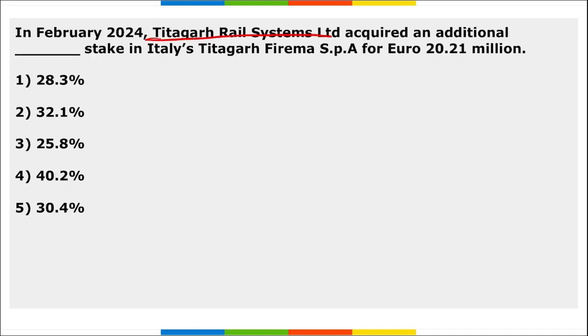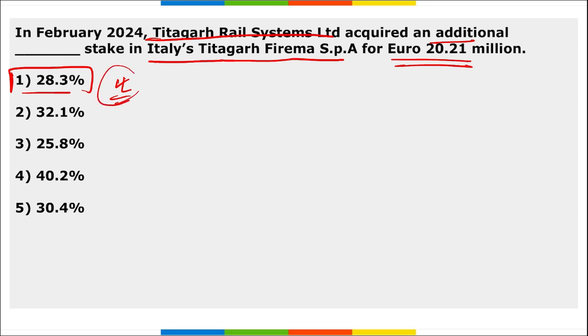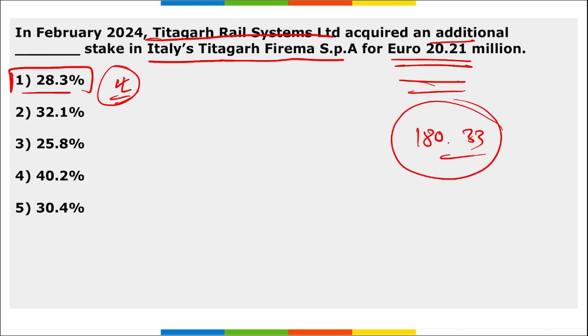Next, Titagarh Rail Systems Limited acquired an additional 28.3% stake in Italy's Titagarh Frima SPA for 20.21 million euro. I repeat, in Feb Titagarh Rail Systems Limited announced that the joint venture special purpose vehicle Shivalix Mercantile Private Limited has acquired an additional stake of 28.3% in Italy-based Titagarh Frima SPA for 20.21 million euro, about 180.33 crore rupees. The move is aimed at growing capabilities and capacities for various products in India as well as globally.